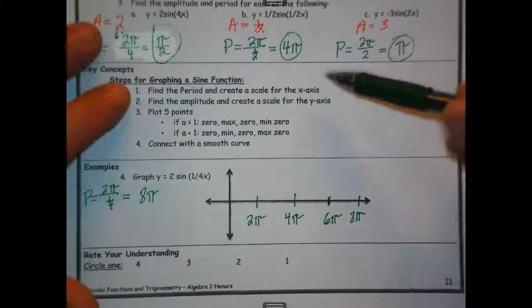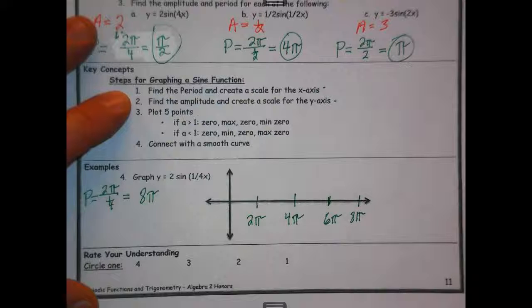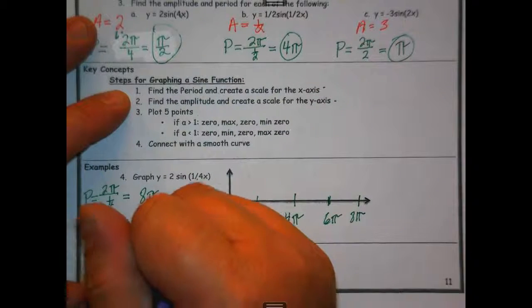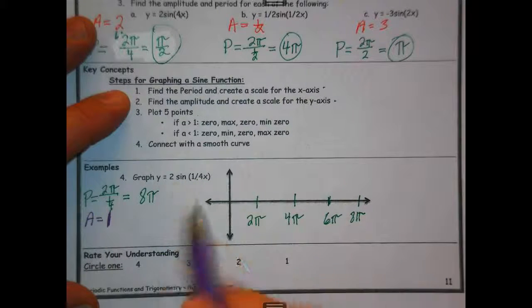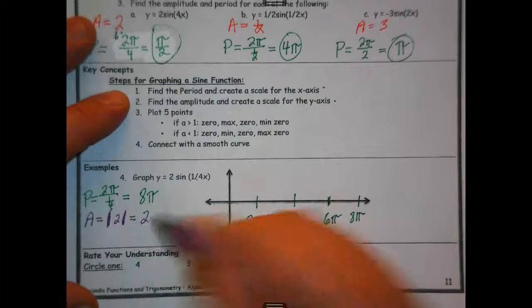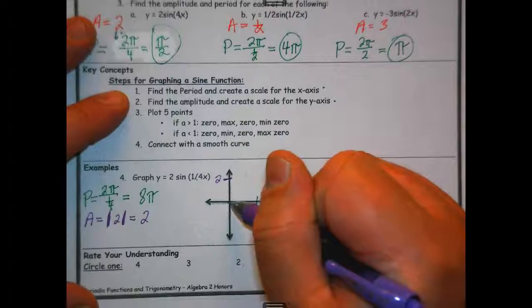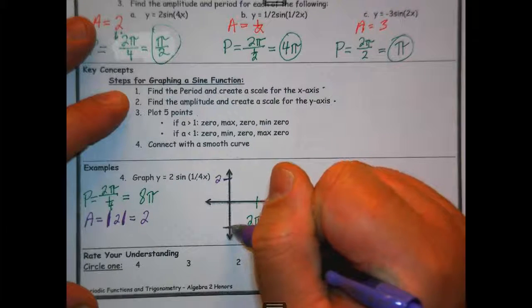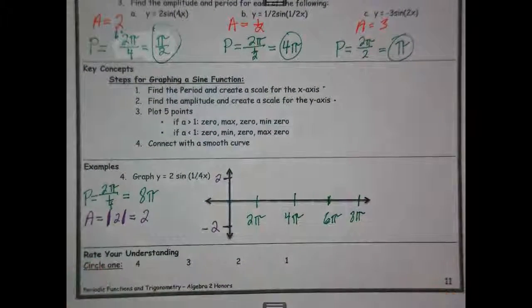Okay, finish step 1. Step 2, find the amplitude and create a scale for the y-axis. So I need to find the amplitude, which is the absolute value of A, that's 2. So the amplitude is 2. So I'm going to go 2 up this way, and I'm going to go 2 down this way. Okay, so I did the y-axis.